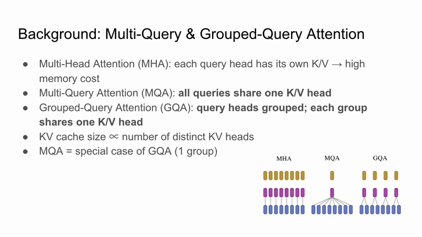In the original transformers, each attention head has its own key and values, so we need to store many KV pairs. Shazeer proposed multi-query attention, which is MQA, where all queries share a single KV head, dramatically cutting memory. Later, Ainslie et al. generalized the idea to group query attention, letting designers balance between efficiency and accuracy.